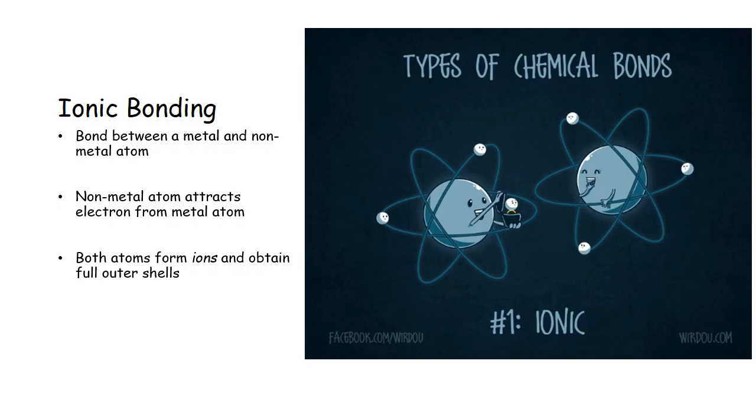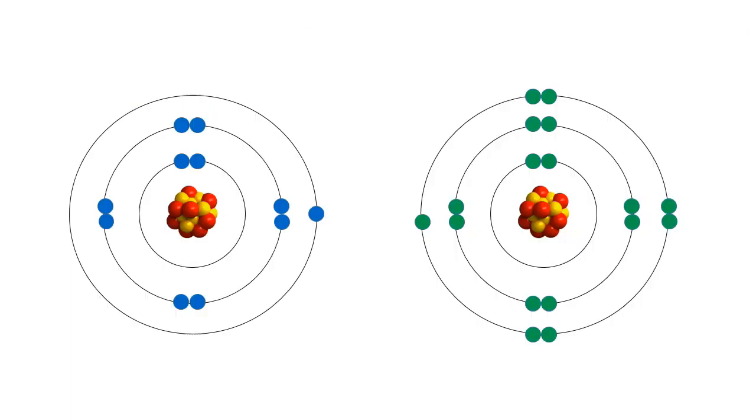In the case of the metal, it's easier for them to give away an electron, and in the case of the non-metal, it's easier for them to attract extra electrons in order to get to the 8 in the outer shell. When this transfer of electrons occurs, both atoms form ions and obtain full outer shells. The metal forms a cation, which is positively charged, and the non-metal forms an anion, which is negatively charged. Once both atoms form ions, strong electrostatic charges hold the bond together and make this a very strong bond.